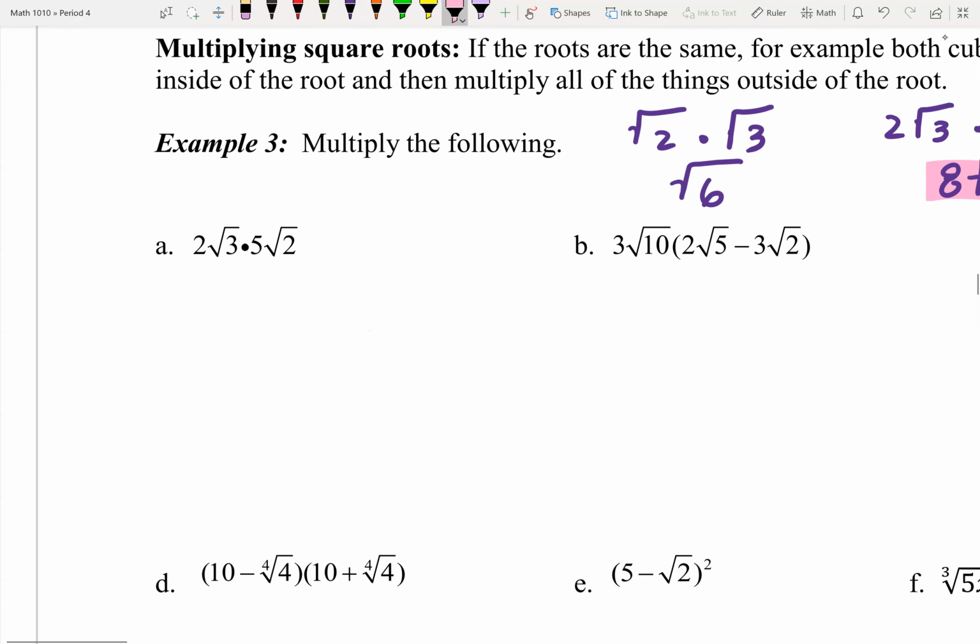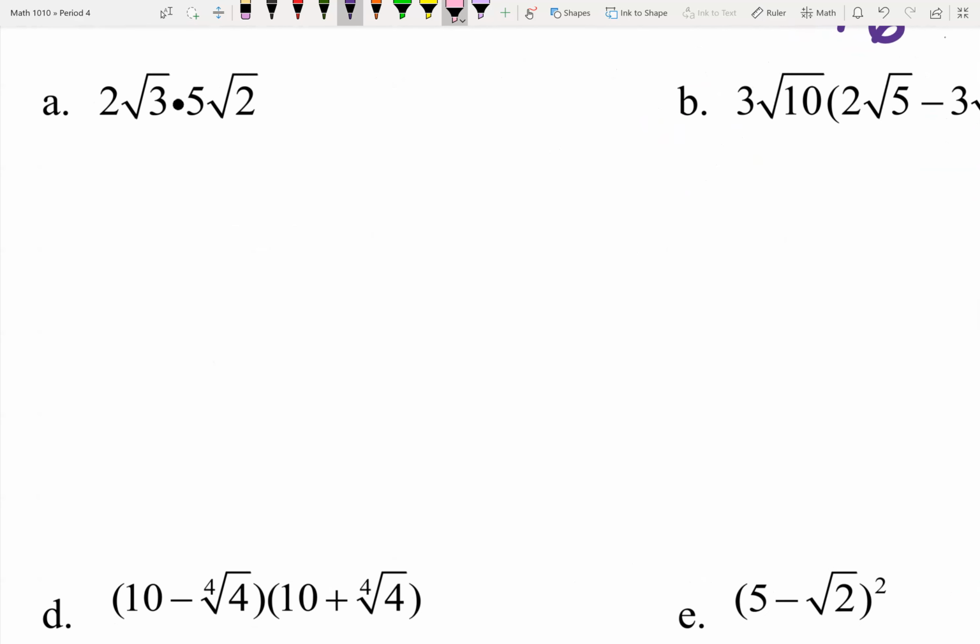Okay, let's do question A. They don't have to be the same to multiply. They do. What if, let me say one thing really fast, I didn't even say this last period. What if that's a cube root and that's a square root? Can I multiply those? No. So they have to be the same kind of root, right?